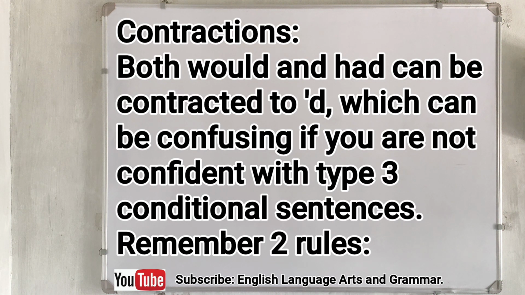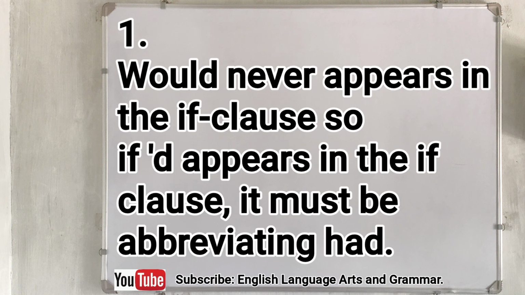Both would and had can be contracted to apostrophe D, which can be confusing if you are not confident with type 3 conditional sentences. Just remember two rules. The first one, would never appears in the if clause, so if apostrophe D appears in the if clause, it must be abbreviating had.